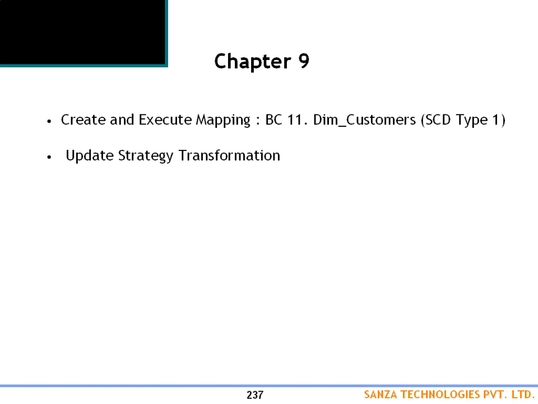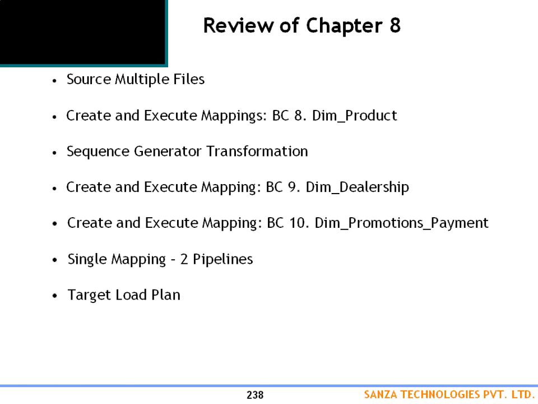Now we are going to discuss chapter 9, that is, loading data into the dimension customer table, where we will use the concept of SCD type 1, and also discuss the update strategy transformation. Before we go, a review of chapter 8.